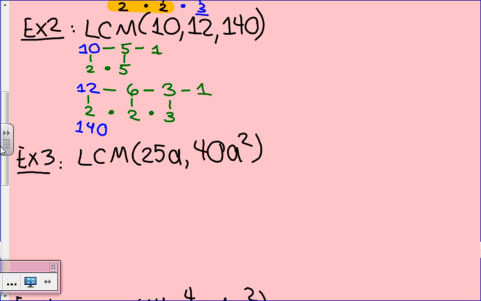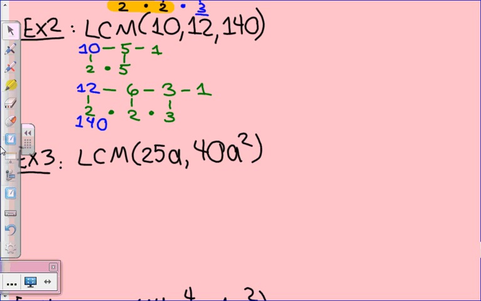So for 140, we're going to start with 2, we get down to 70. And divide by 2, we get down to 35. Can't divide by 2, can't divide by 3, so let's go to 5. Get down to 7, can't divide by 5 again, so we go to 7. And that means that we are done. So looking here, I have 2 times 2 times 5 times 7.